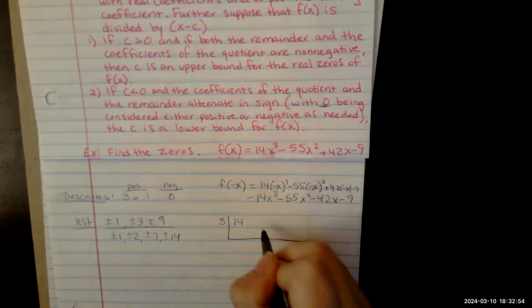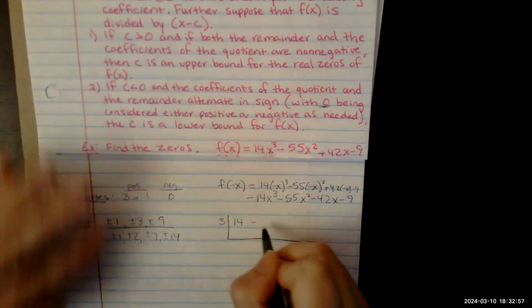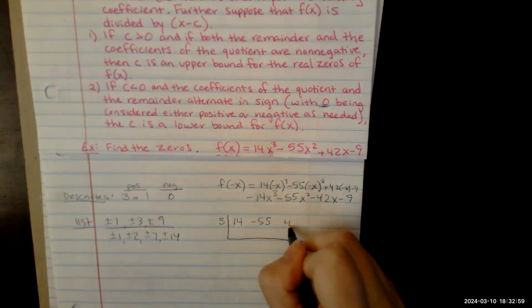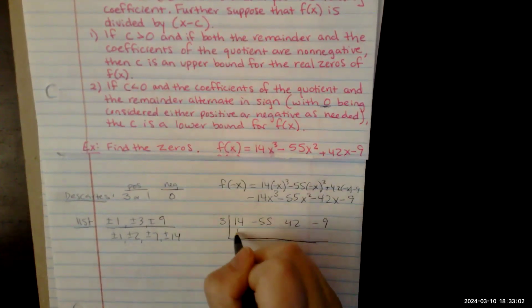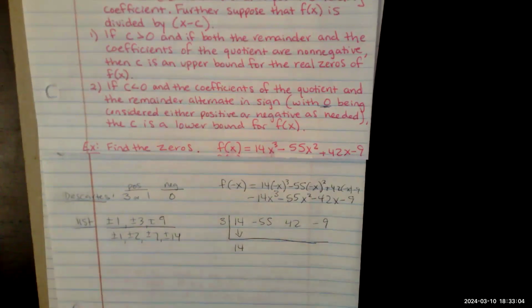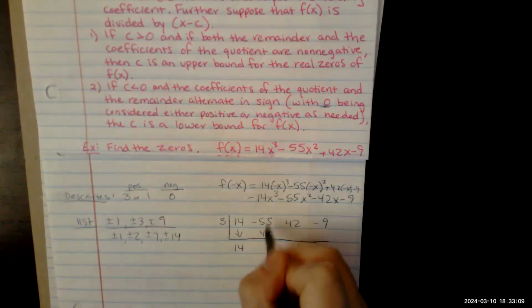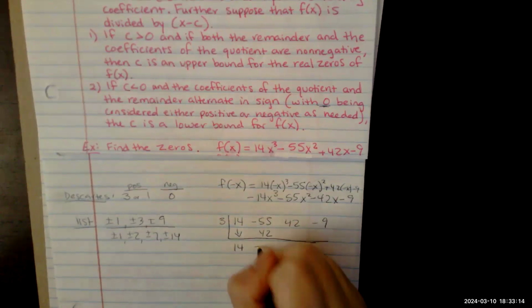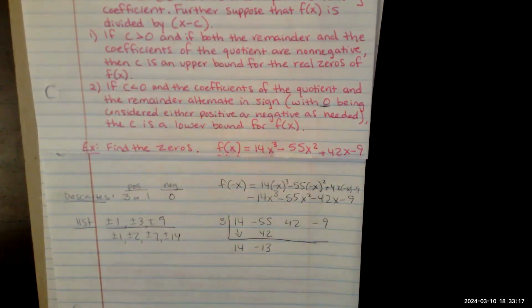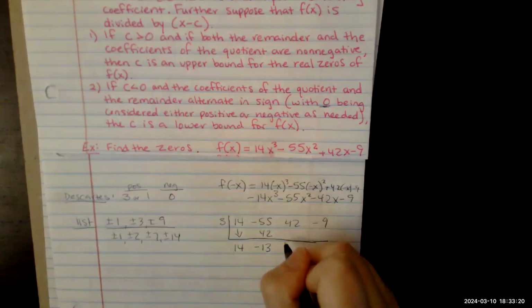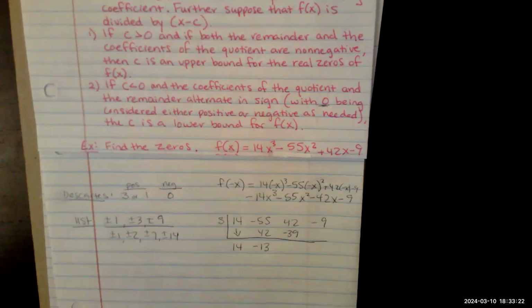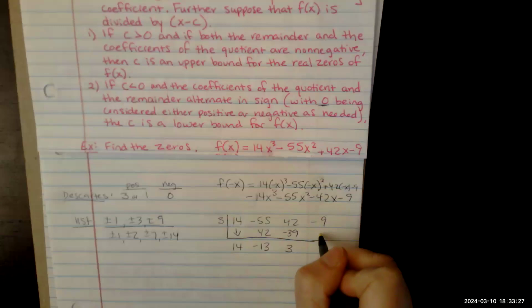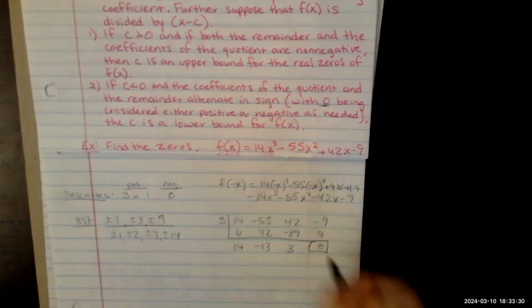So my numbers are 14, negative 55, 42, and negative 9. Bring down the 14, then multiply it by 3. Add these together, and you get negative 13. Multiply that by 3, and you get negative 39, which gives you 3 when you add those. And then 3 times 3 is 9, and I lucked out.